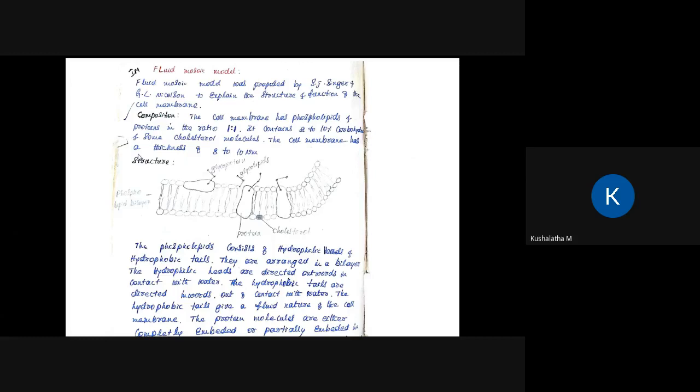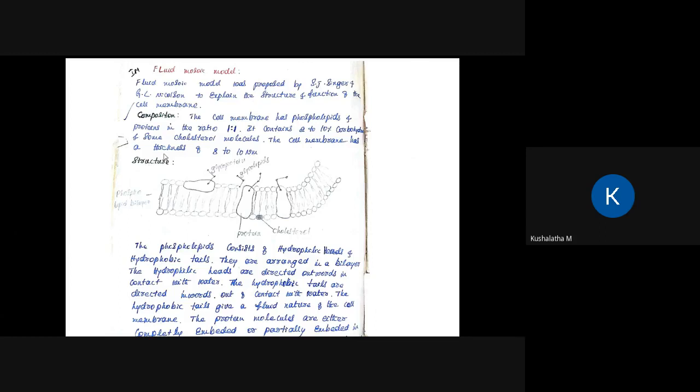Next, coming to the structure of the cell membrane, one of the well-known structures is the fluid mosaic model. I think you have studied it in zoology already. This fluid mosaic model was proposed by S.J. Singer and G.L. Nicolson, so it is also known as the Singer and Nicolson model of the cell membrane. The cell membrane consists of phospholipids and proteins in the ratio of 1:1, and it also contains 2 to 10% carbohydrates and some cholesterol molecules. The cell membrane has a thickness of 8 to 10 nanometers.